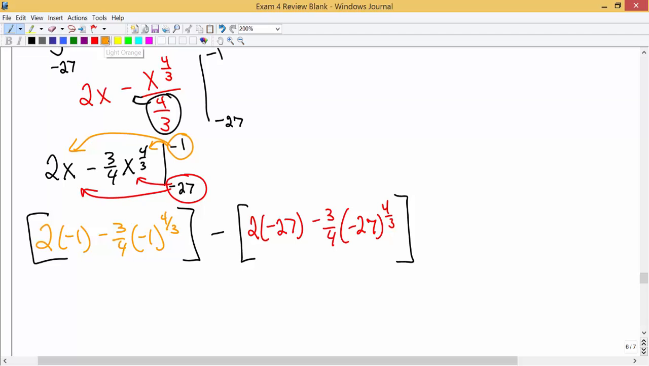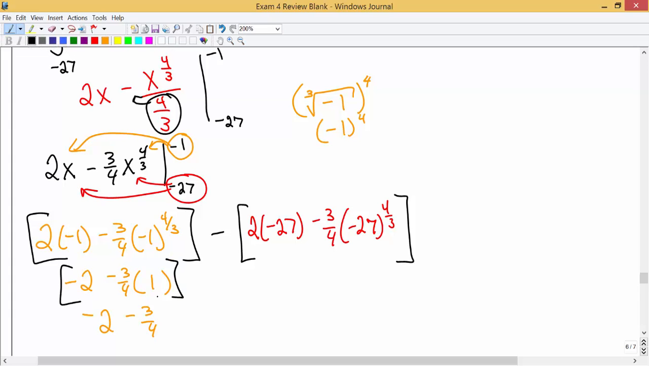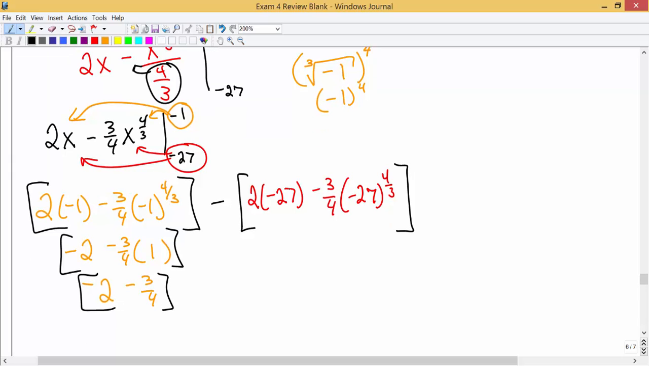All right, now we're going to simplify, of course, within each bracket. So 2 times 1 would be 2. Then we have minus 3/4 times. Keep in mind that what 4/3 power means, it means that we are going to take the cube root of what's in the parentheses, and then we're going to raise that to the power of 4. So the cube root of 1 would be 1. And then we're going to raise that to the power of 4. Well, 1 raised to the power of 4 is 1. All right, let's keep going. That would be 2, and then we have minus 3/4 times 1, so that's 2 minus 3/4. I'm going to stop there for that one, and then we'll come back in just a minute to simplify.